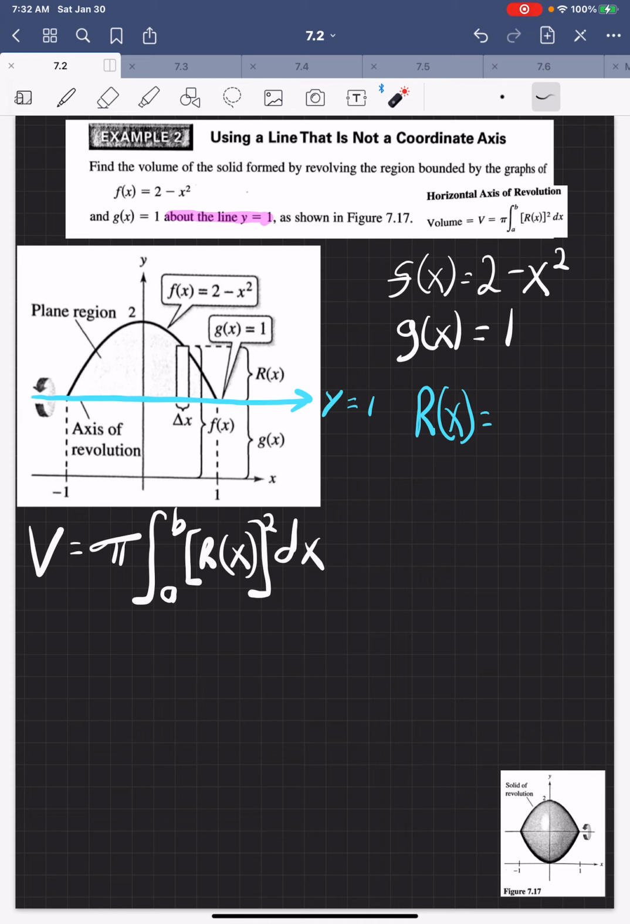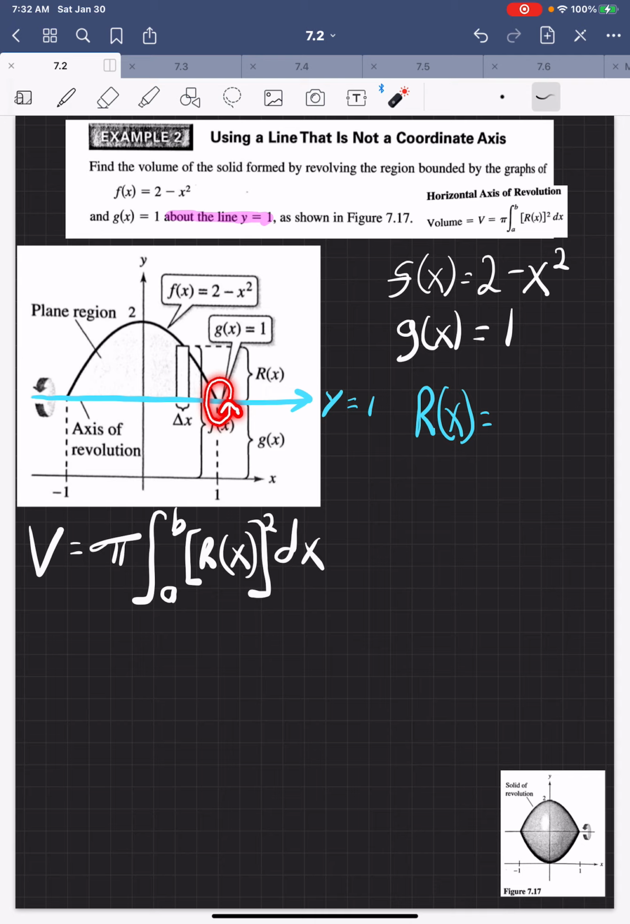Let me see if I can make a statement here. Remember, we are revolving about this blue line. Look, if we were just revolving about the x-axis like the previous example, then you would be good to go just taking f of x and plugging it in. But we're not. We're not revolving about the x-axis. We're revolving about y equals 1.